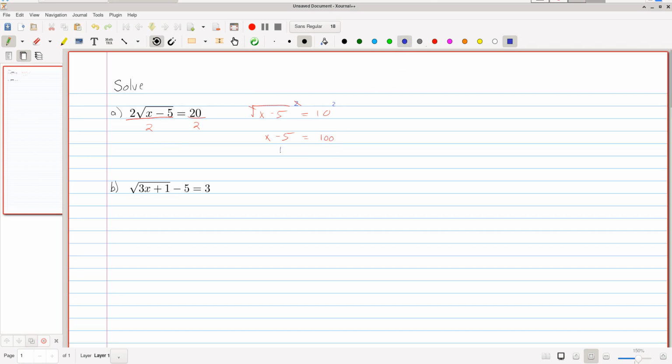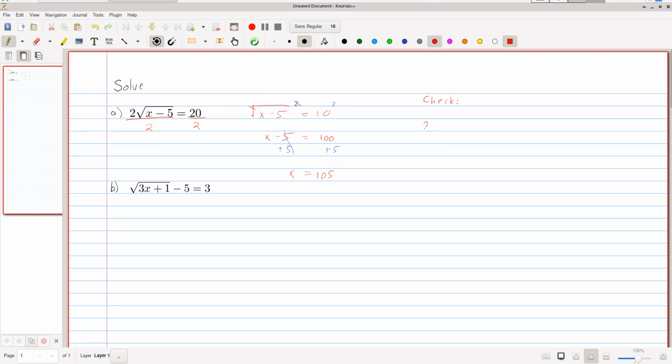Then, to get x alone, we're going to add 5 on both sides. So the 5's cancel, and on the left, we're left with just x. And on the right, we combine these together to get 105. Now we have a radical equation, so we should be careful and check this.